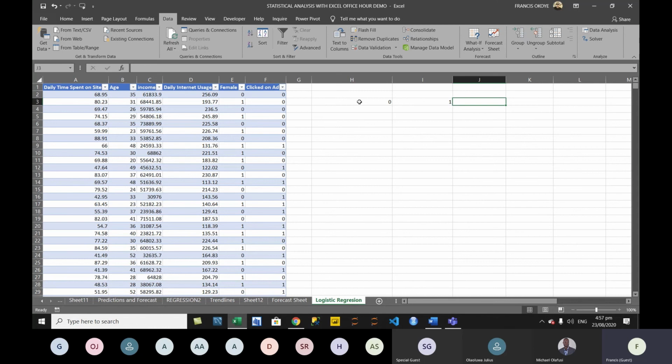So because of that, your normal regression analysis will fail. So rather, whenever your dependent variable has a binary outcome, what does that mean? Either 1 or 0. We use what is referred to as binary logistic regression.